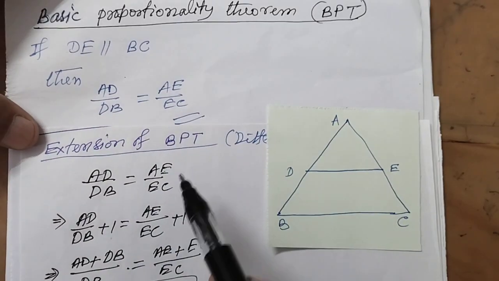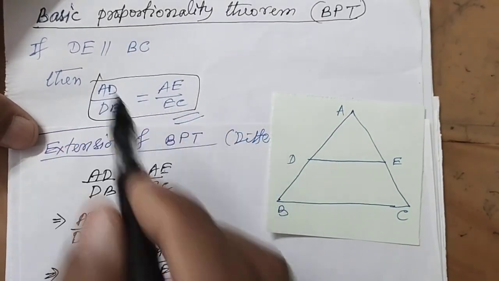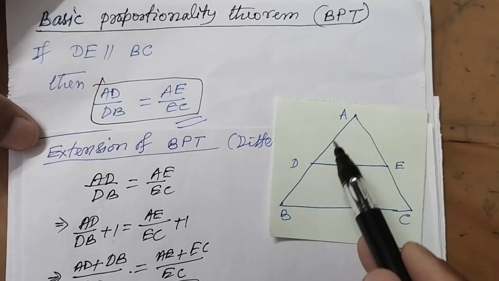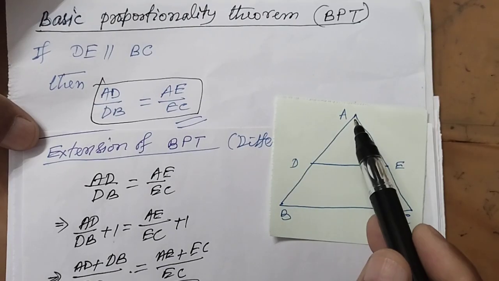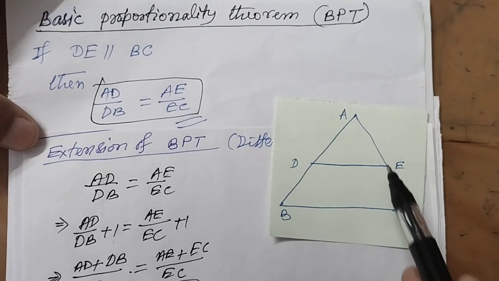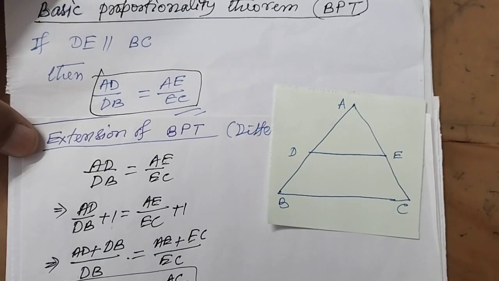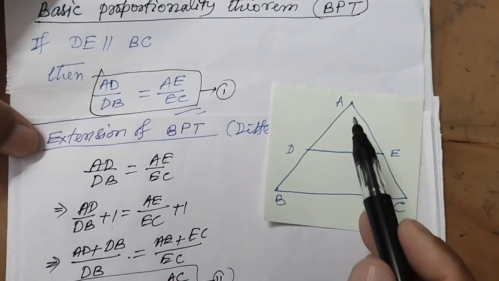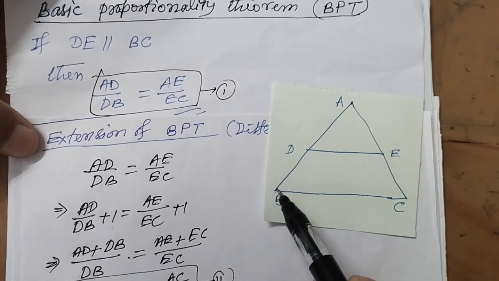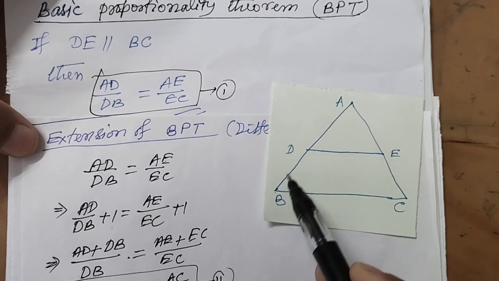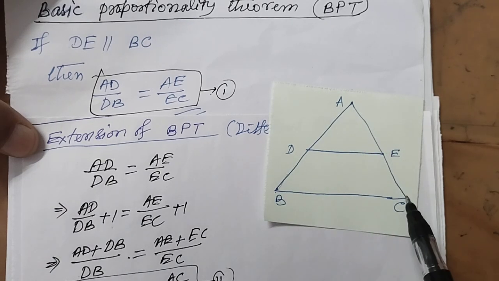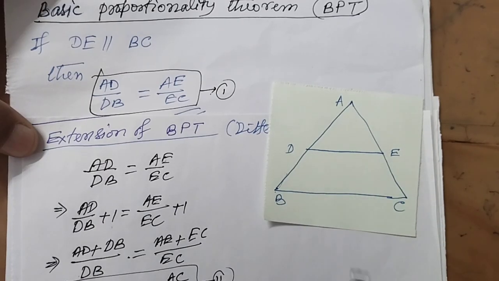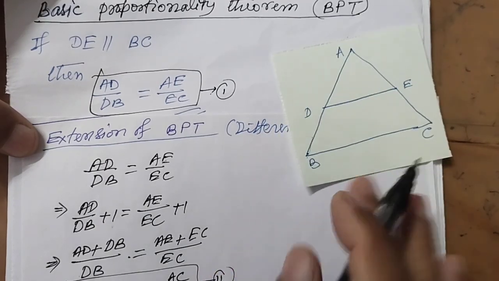The first form, what it was, this is the first form. This is the theorem we have already proved: AD by DB equals AE by EC. Now here you are getting another form. The second form, what did you get? AB by DB equals AC by EC. Whole by whole. I'll explain again with the diagram.